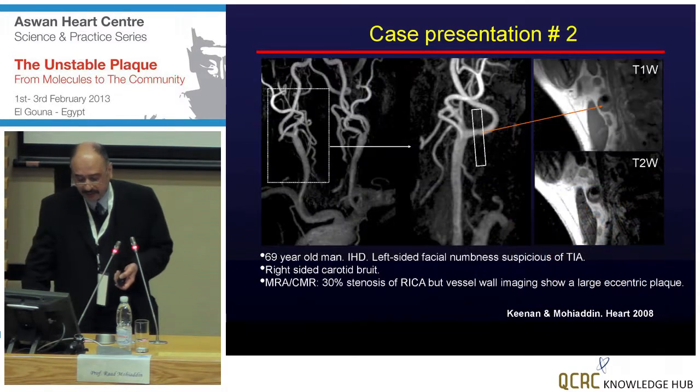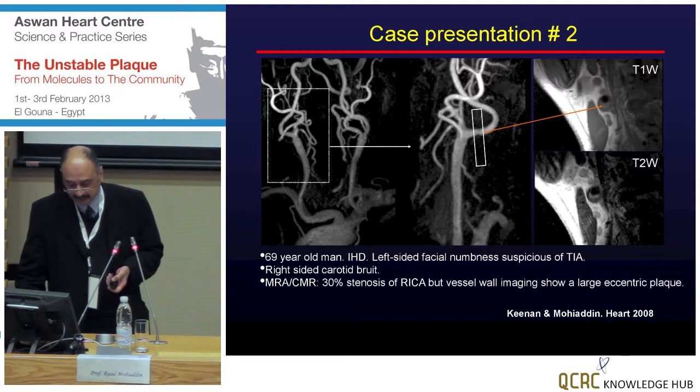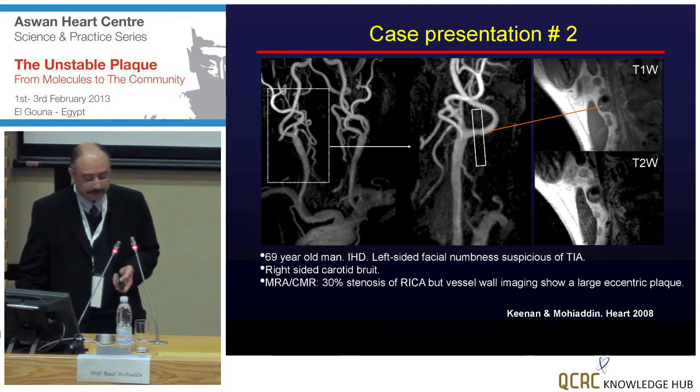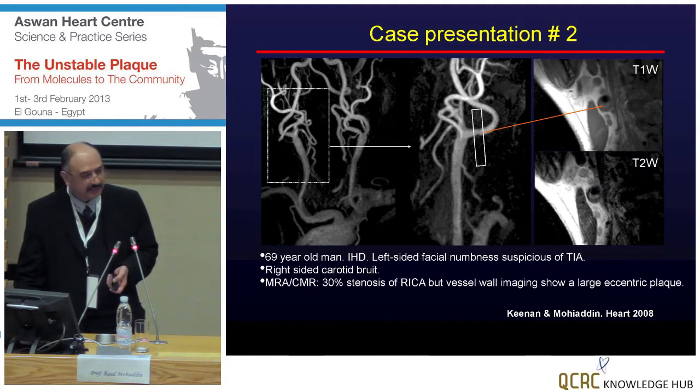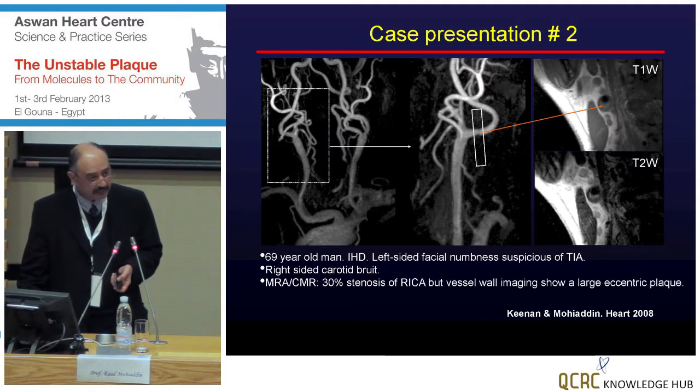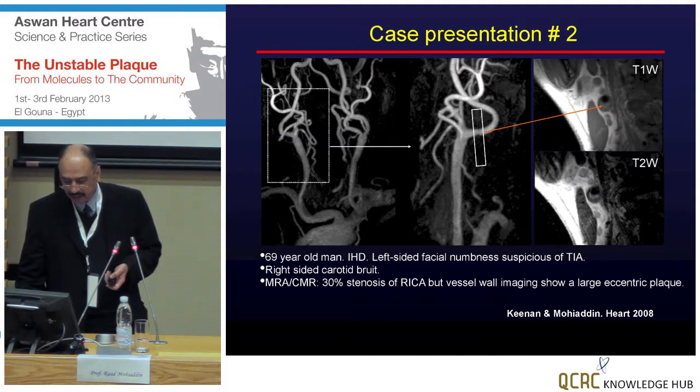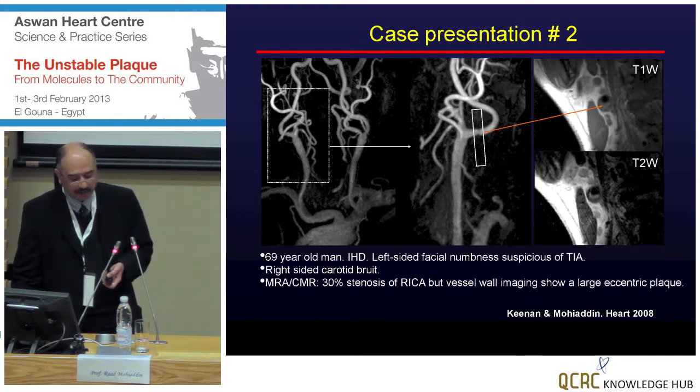If you compare it with this second case, this patient was known to have ischemic heart disease. He had left-sided facial numbness, and there was suspicion whether he had a TIA. When you look at the angiogram, in this case magnetic resonance angiography, it's a luminogram, you hardly see anything there. It's only mild stenosis. But when you do the vessel wall imaging, that's the T1-weighted images, you see a large eccentric plaque in this region. And you do the T2-weighted images here. Remember, the fibrous cap will appear bright in these images. And you see the fibrous cap is thick and uniform there. So that's an example of a stable plaque.